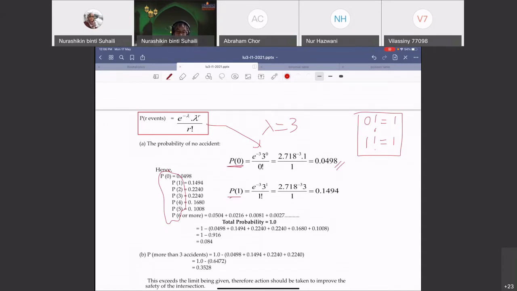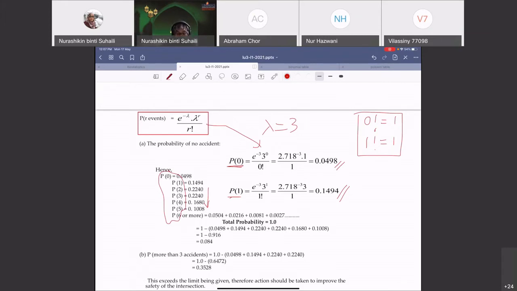When r equals 1, you just substitute r with 1, then here you get these values and so on. So these values are obtained when you substitute the different r values. Now how do we find the P of n or more, the last question over there? We do not know what n is. We cannot find the probability of r equal to 6, r equal to 7, r equal to 8, and so on, because we do not know what the endpoint is.